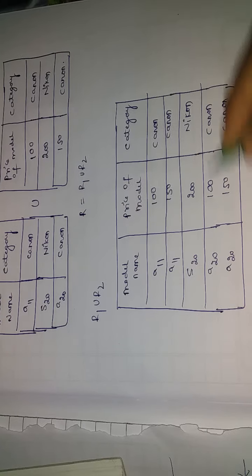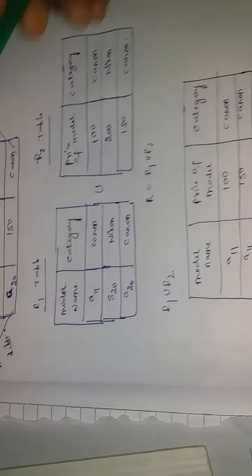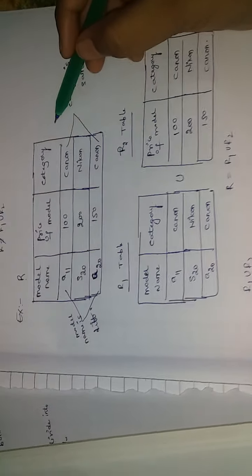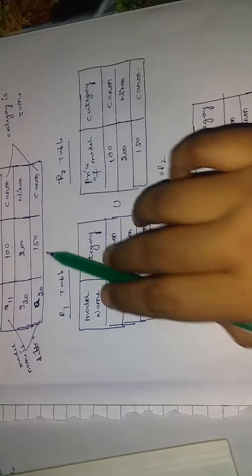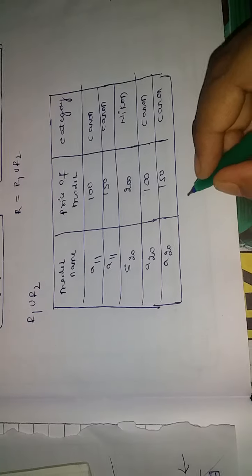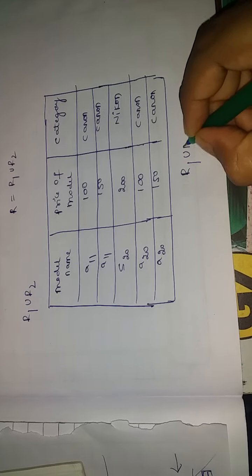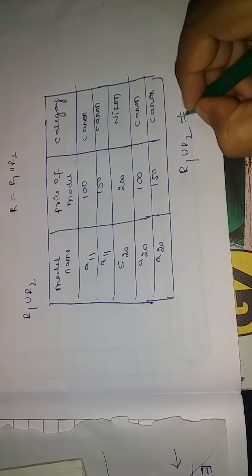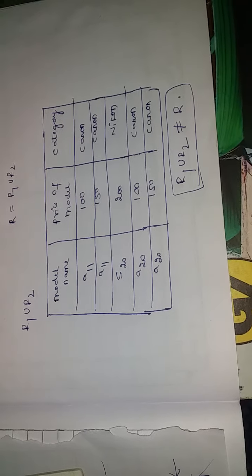This is the R1 union R2 table. We have to see what is there. Here this is the original table. Okay, R is the original table. We have to divide the original table into two tables. Again we have to combine these two. We have to see always R1 union R2 is not equal to R. This is the concept of decomposition.